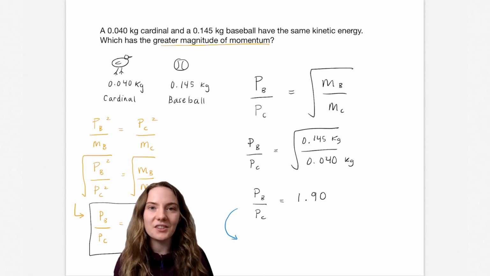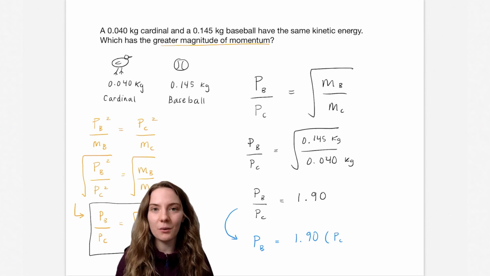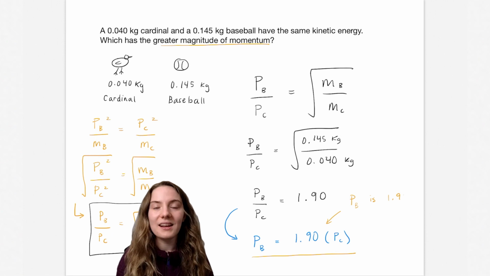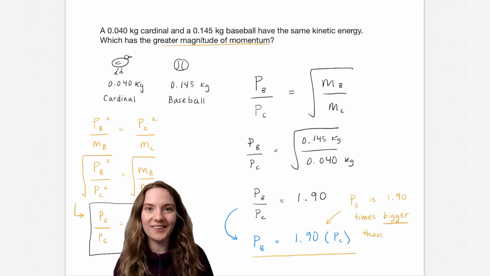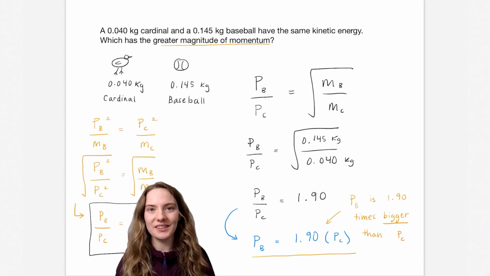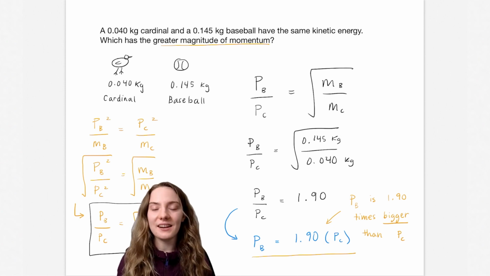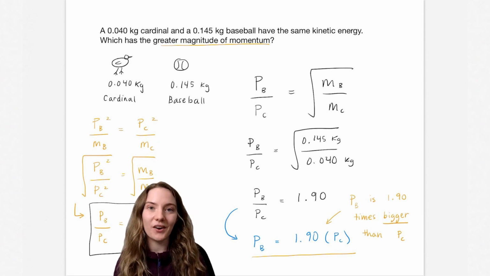And let me rearrange this so it'll become a little bit more clear for you. You can see when I rearrange the equation, now it states that the momentum of the baseball is 1.9 times the momentum of the cardinal. And that's one way you can answer this question. We took the equation for the kinetic energy and we related it to the equation for the momentum. And in doing that, we were able to create a ratio in which we were comparing the momentum of the baseball to the momentum of the cardinal.